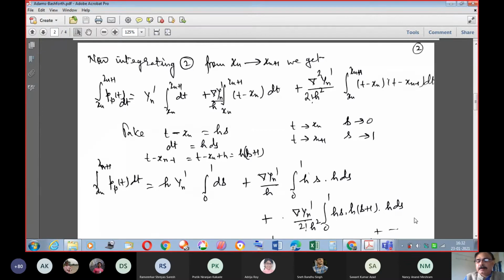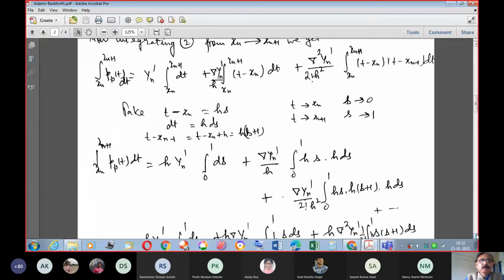So now we'll just see the integral. The first term, dt, is h into ds. So that h will be out. So here h y_n prime, and then the integral from 0 to 1 of ds is there. Similarly, you put the values here: t minus x_n will be h into s, and dt is again h into ds. So this will be h into h squared divided by h, so basically h will be left here. Again the h will be out, and then del y_n prime is there. Similarly, you write down the other terms, that t minus x_{n-1} if you see here.